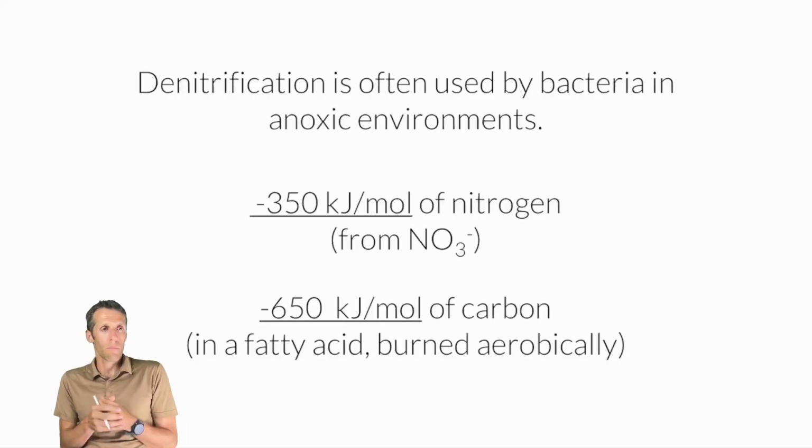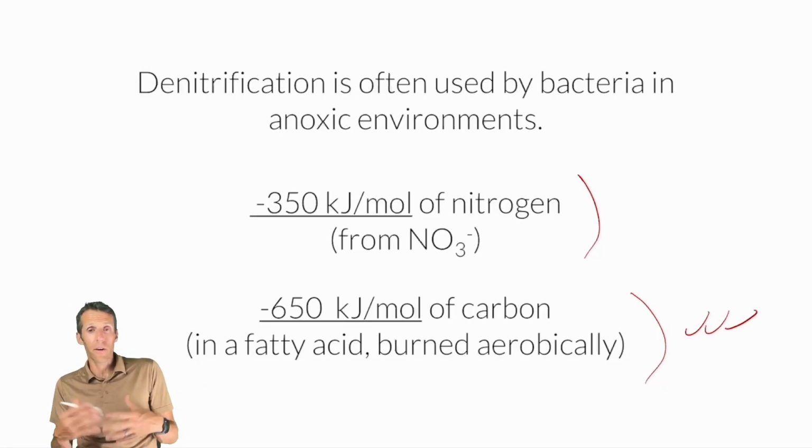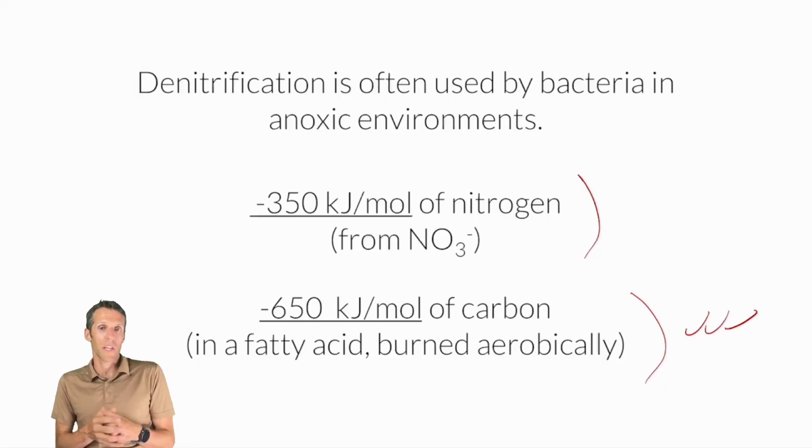This actually makes some sense, because what we often will see is that something like denitrification is used by bacteria that are in an anoxic environment. So this is just doing some of the math. If you're burning nitrate, you get 350 kilojoules per mole. If you're, say, burning a fatty acid, you're going to get 650 kilojoules per mole of carbon. So this is basically a better energy source in a lot of ways because it gives you a higher energy yield. It also doesn't have the complexity of this redox chemistry going on. So basically, microorganisms prefer doing things with oxygen, but then if they need to, they can flip over and do things with nitrogen.